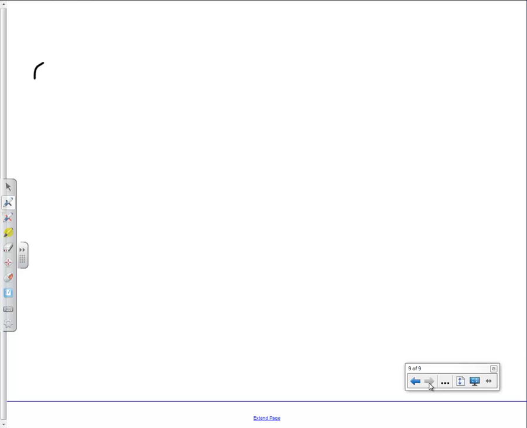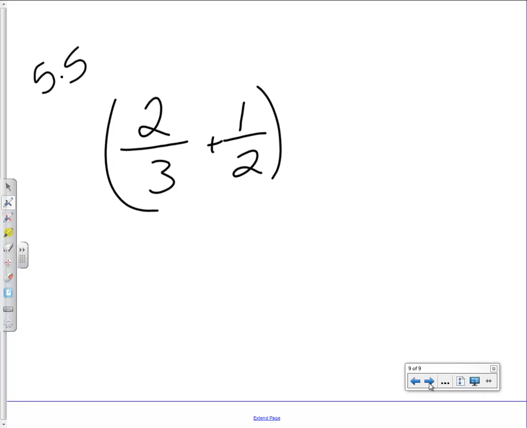Next section is 5.5, and it says use the order of operations to simplify. So if we're looking to simplify an expression, that means we have no equal sign. So I've got fractions added together, and then I'm going to square it, because I'm supposed to take care of everything in the parentheses first. That means add the fractions, and then the exponents would come next, so then I would square my answer.